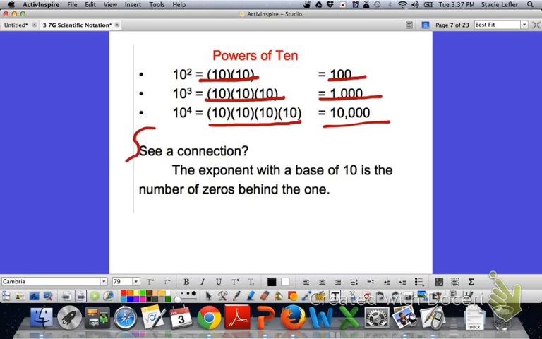So do you see a connection here? The exponent with the base of 10 is the number of zeros behind the 1. And for every additional 10 being multiplied, you're adding an additional 0, which is a place value. Another place value is being involved.